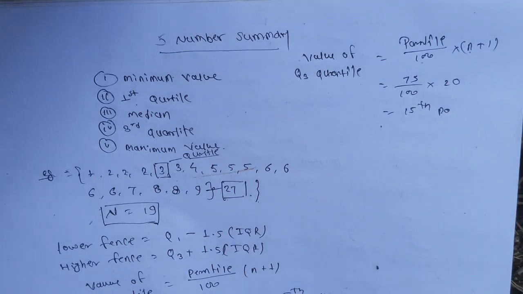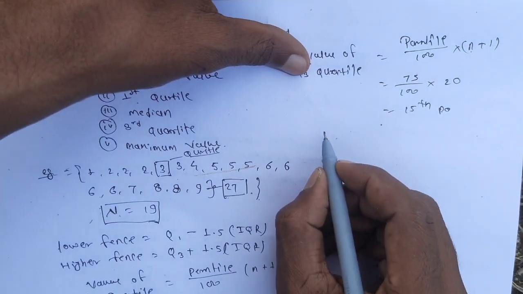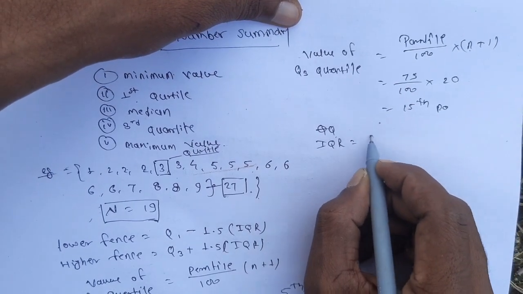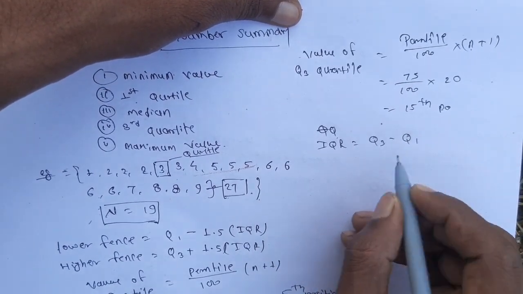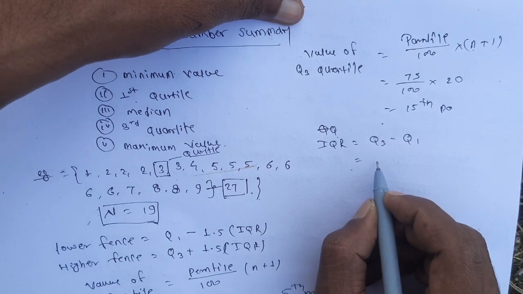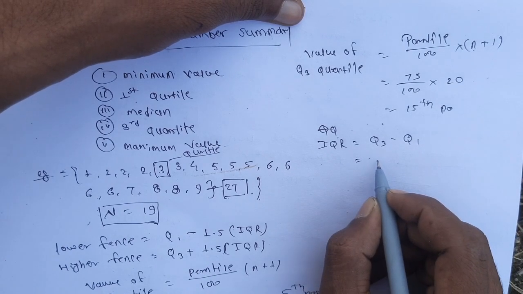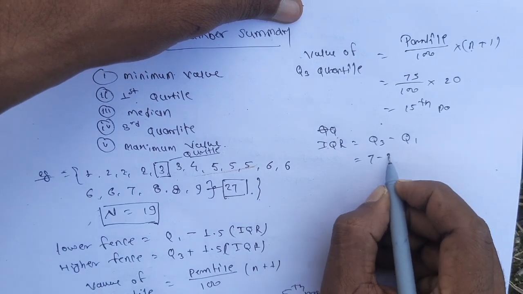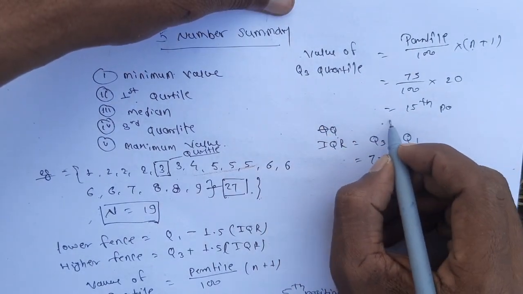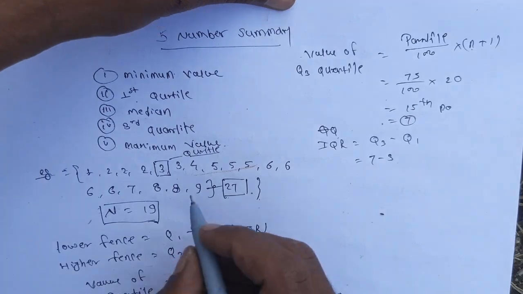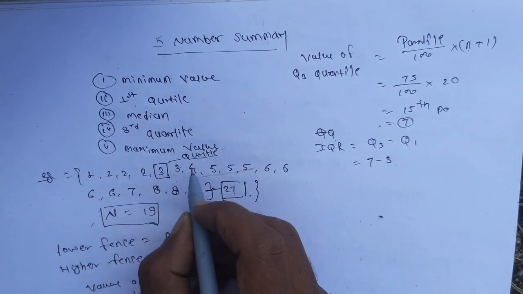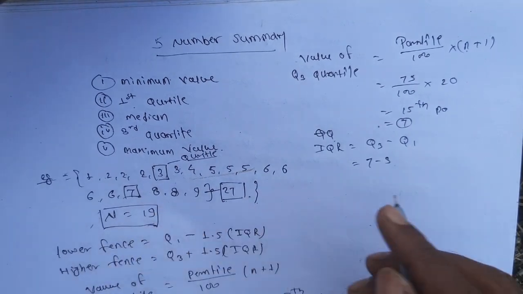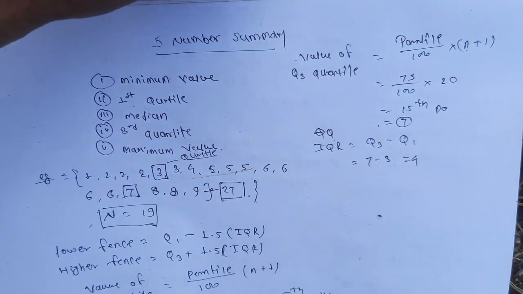So what is the IQR? IQR is equal to quartile 3 minus quartile 1, which is 7 minus 3. Quartile 3 means the 7th position. Let's count: 1, 2, 3, 4, 5, 6, 8, 9, 10, 11, 12, 13, 14, and 15. This is the third quartile, and this is equal to 4.